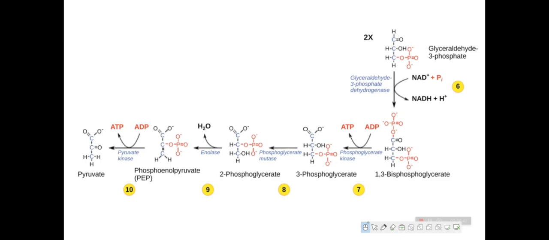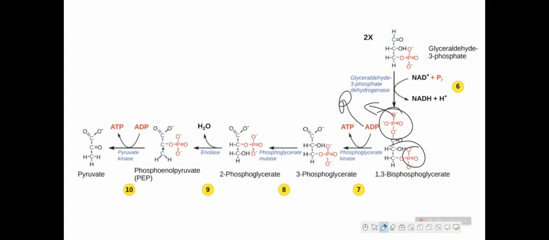In this step, the 2 molecules of glyceraldehyde 3-phosphate that are formed are converted into 1,3-bisphosphoglycerate, and here dehydrogenase enzyme is used and NADH will be formed. Means 1 molecule of NADH will be released here. 1,3-bisphosphoglycerate is converted into 3-phosphoglycerate. Here 1 phosphate molecule will be removed.